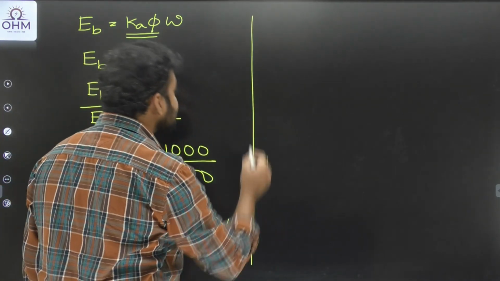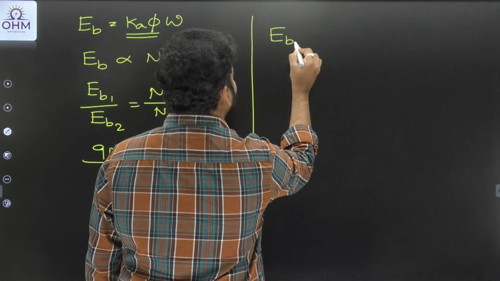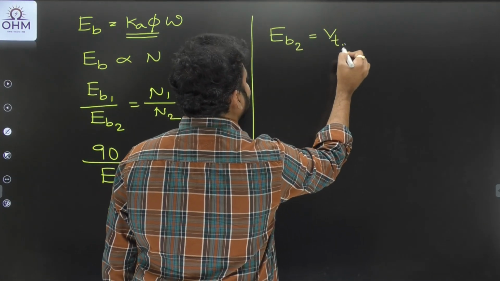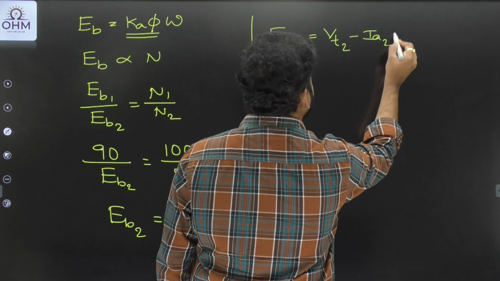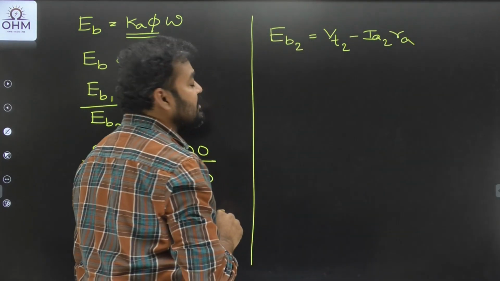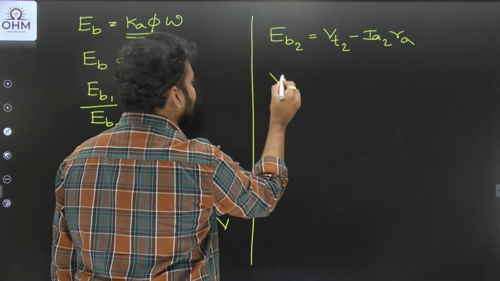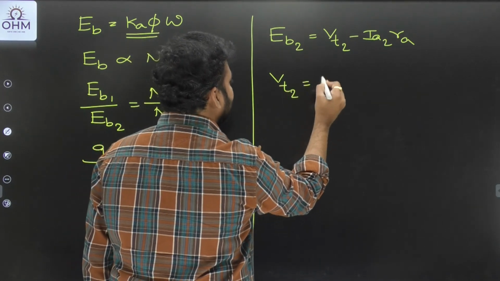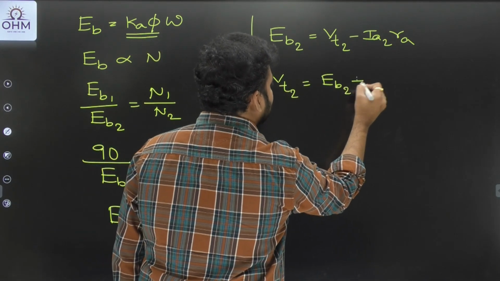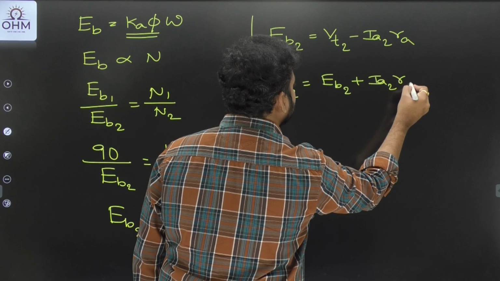What is the KVL equation? We know back EMF is always equal to terminal voltage minus the IaRa drop, isn't it? What is the answer we need? The new terminal voltage is the answer. So VT2 is equal to EB2 plus Ia2 into Ra.